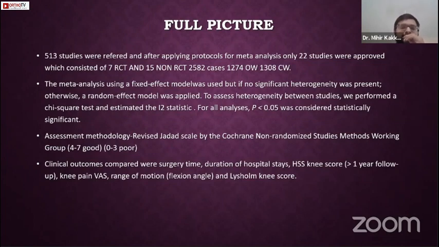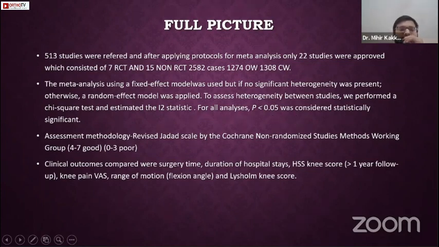There were a total of 2,582 cases, out of which 1,274 were open wedge and 1,308 were closed wedge. The meta-analysis used a fixed effect model. If there was significant heterogeneity, a random effect model was applied. To assess the heterogeneity between the studies, a chi-square test was estimated. For all, p-values less than 0.05 were considered statistically significant.